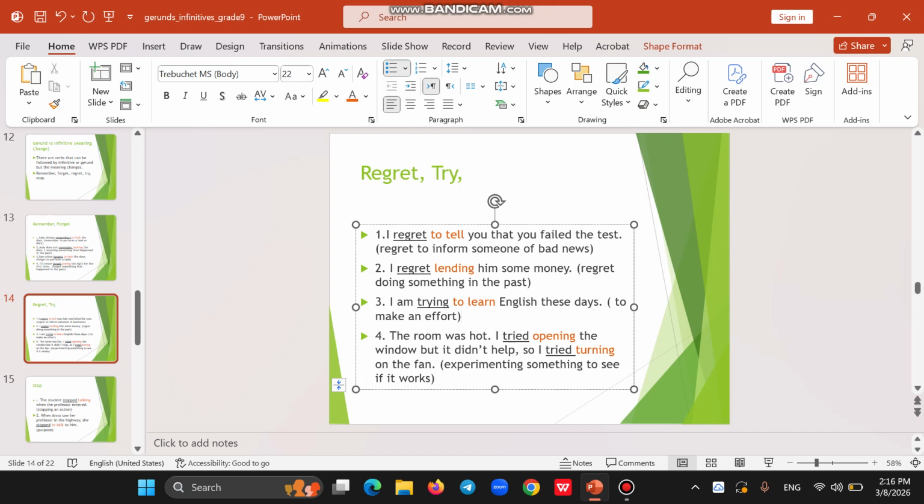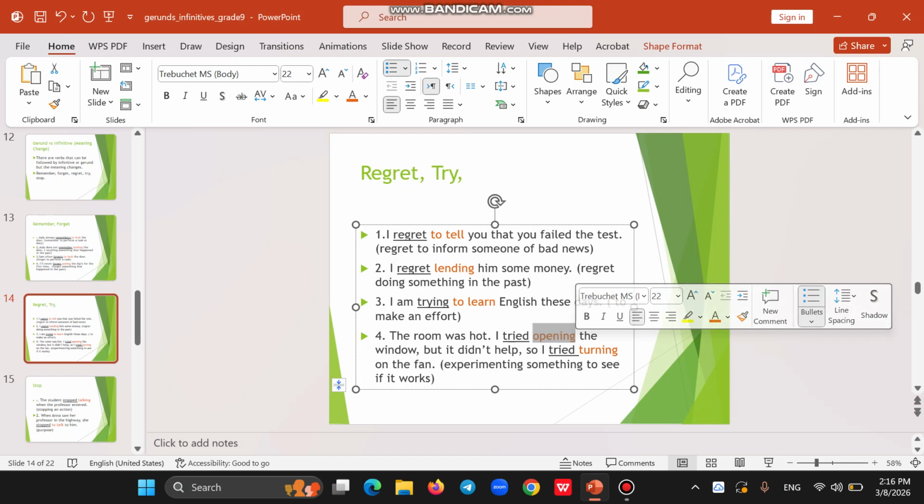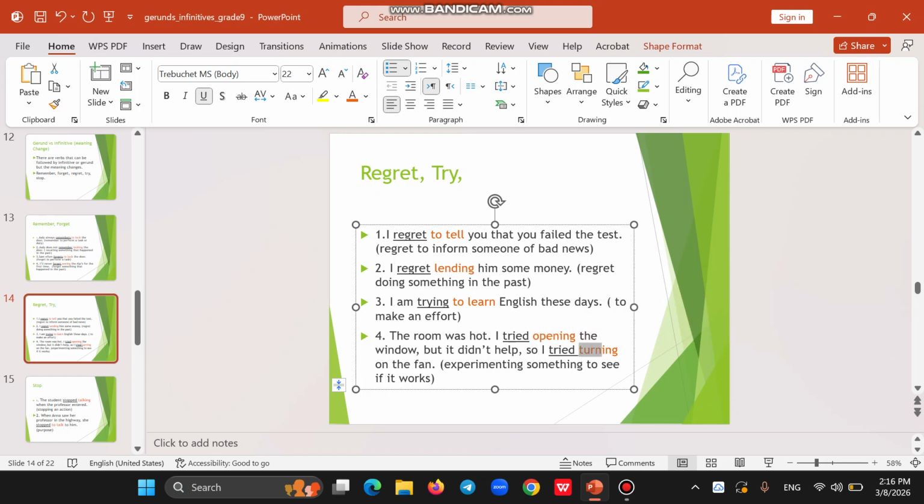The room was hot. I tried opening the window, but it didn't help. So I tried turning on the fan. So try followed by a gerund means experimenting with something to see if it works or not.